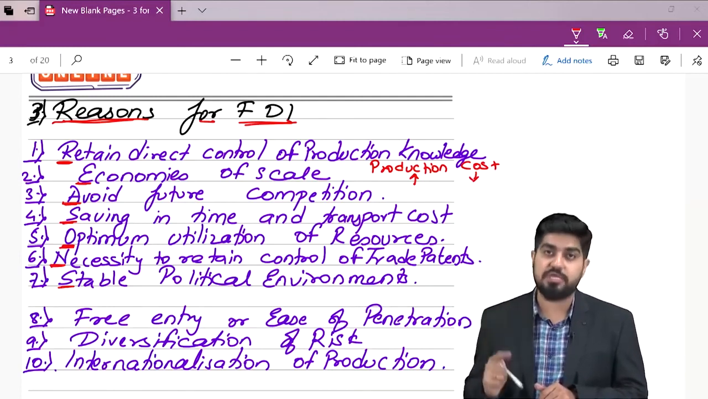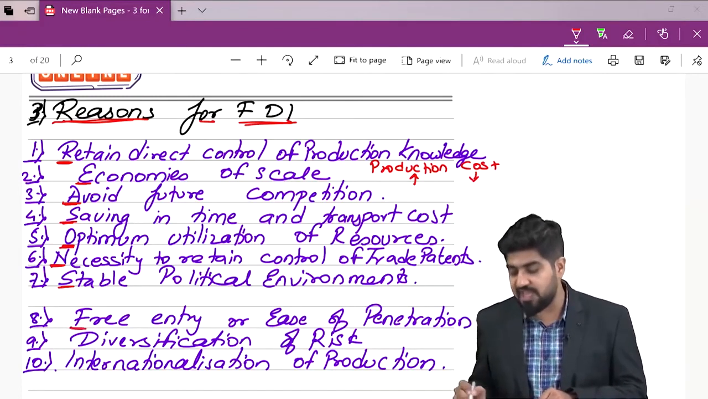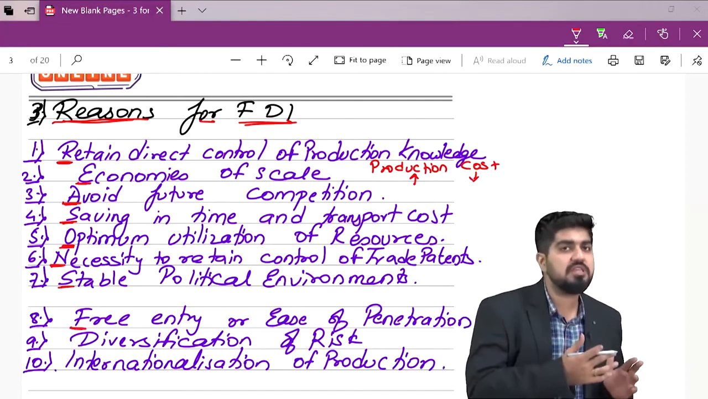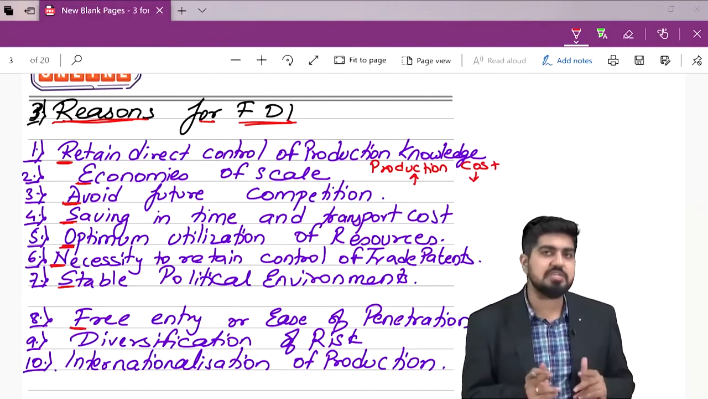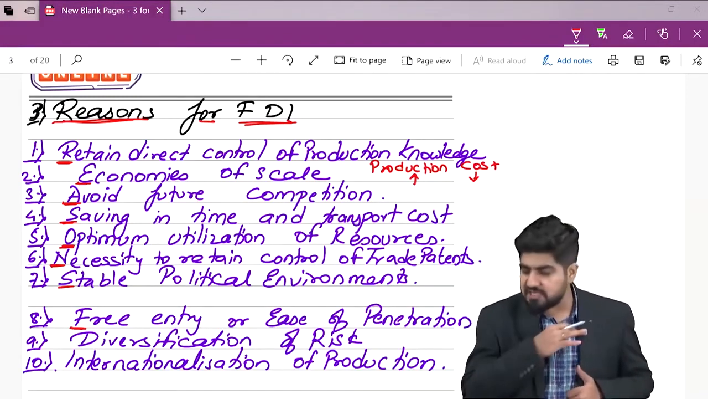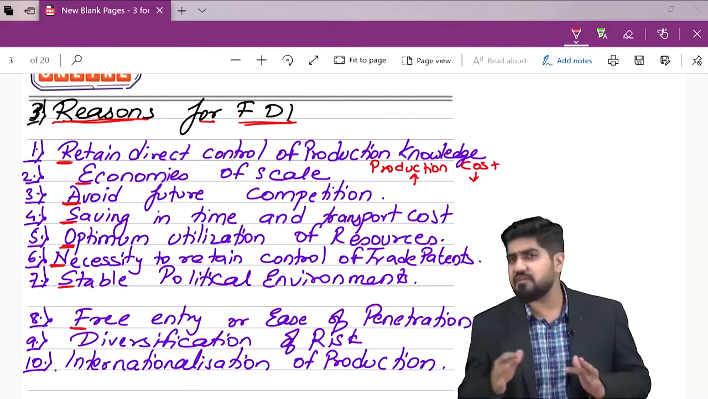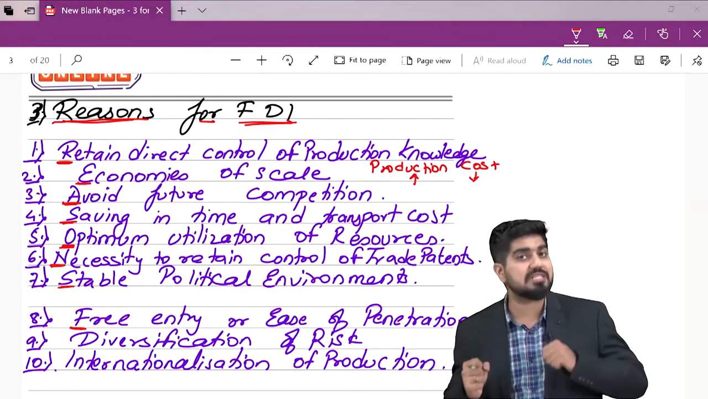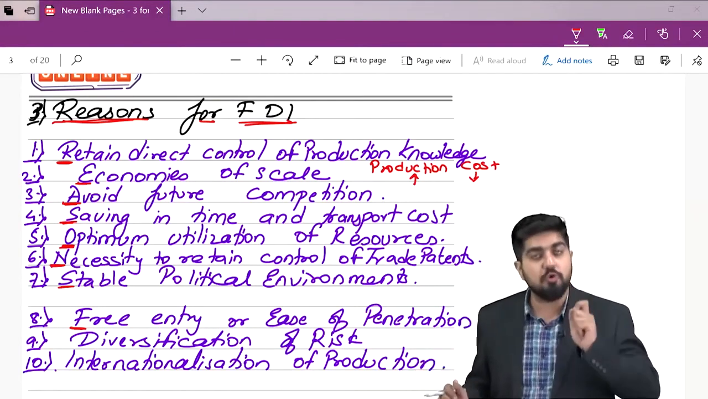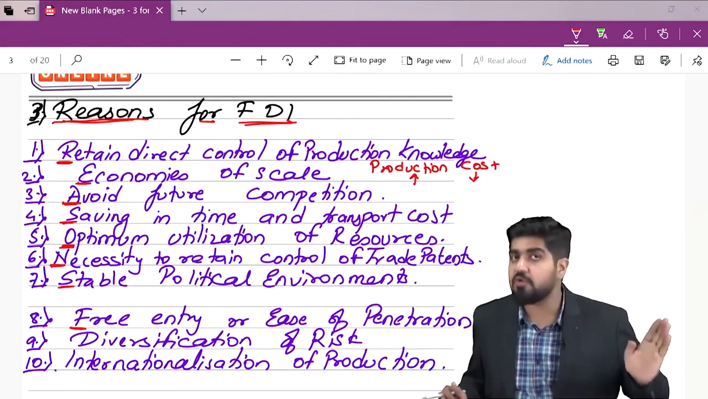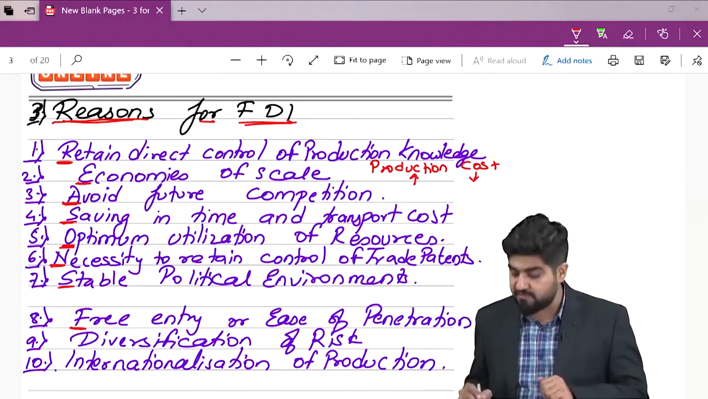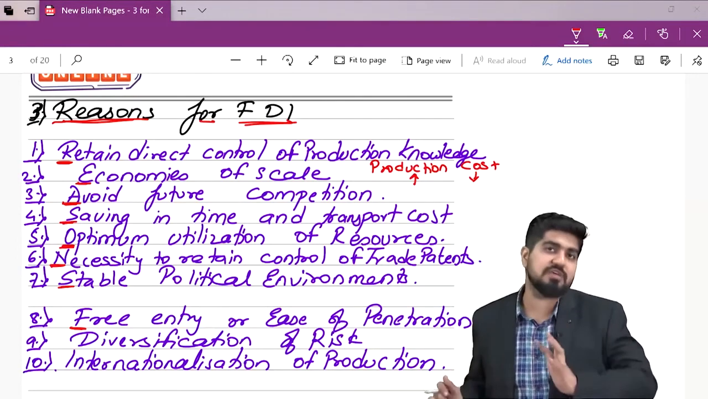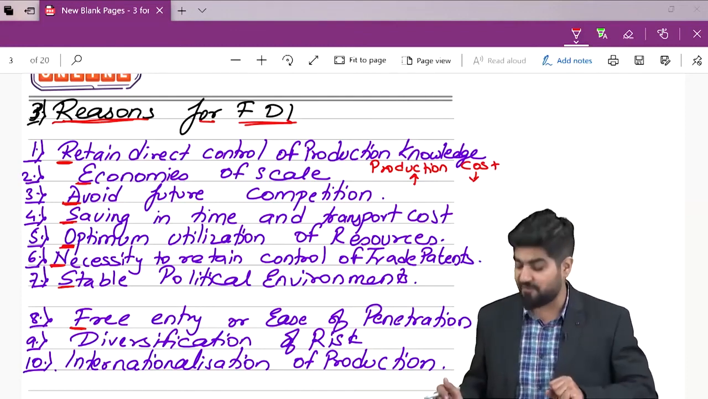Now the last 3 points. F stands for free entry or ease of penetration. Whenever we invite foreign investors to come and invest in India, if there are fewer rules and regulations, free entry, we do not charge them anything, we just want them to invest in our country, they will be more than excited to come and invest. So more freedom, more investment. Whenever there is free entry or the penetration is very easy, investors will be excited to invest in our country. That becomes one of the reasons of FDI.